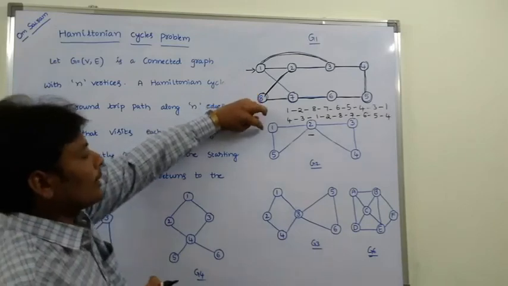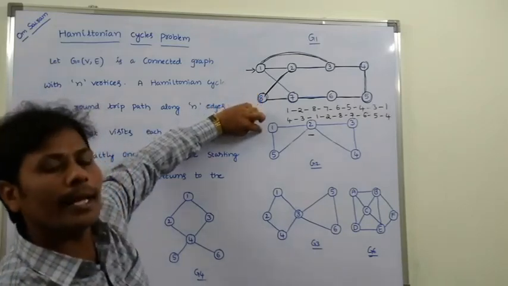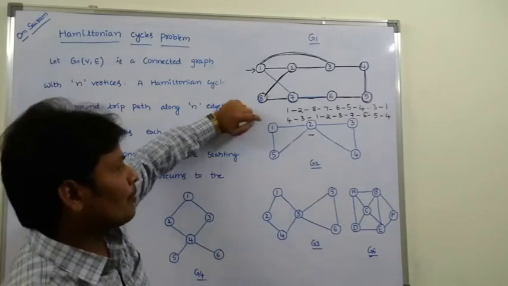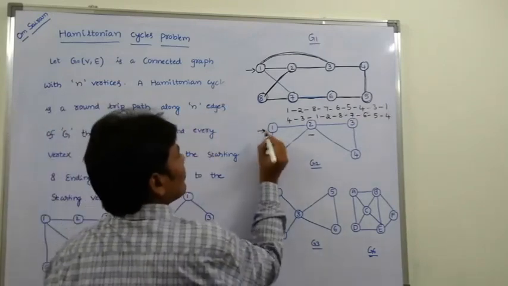Suppose we check whether the graph contains any Hamiltonian cycle or not. We are starting at vertex 1.